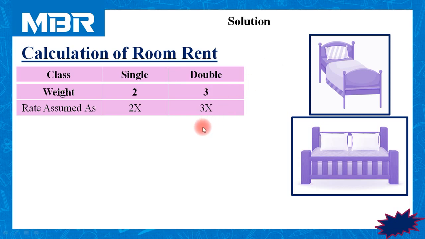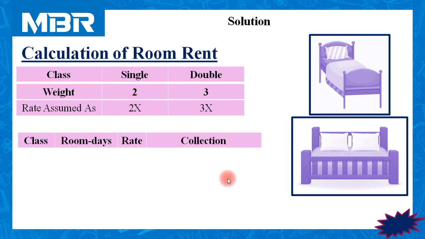In mathematics, it is popularly referred to as x when we do not know any number. So we don't know the actual rent. So we have assumed x, 2x and 3x. Based on these assumptions, let us calculate room rent.